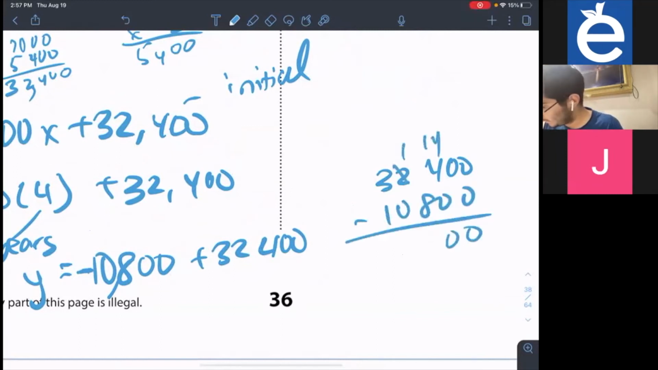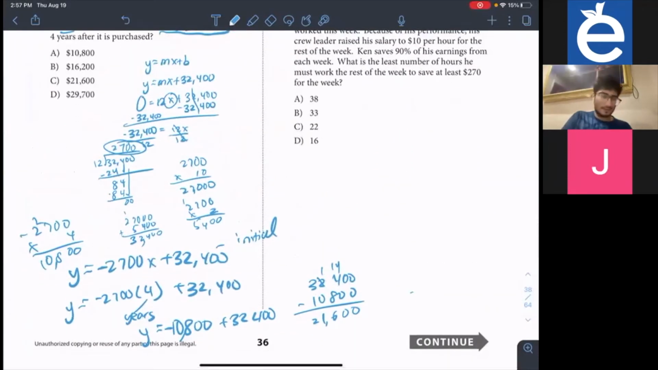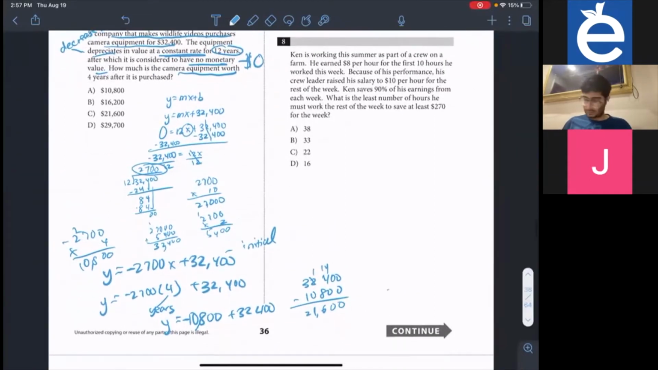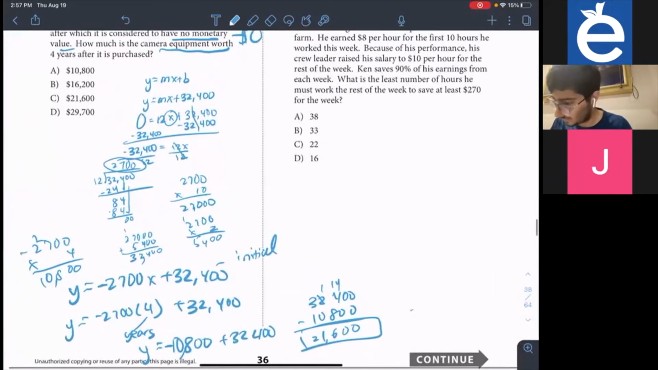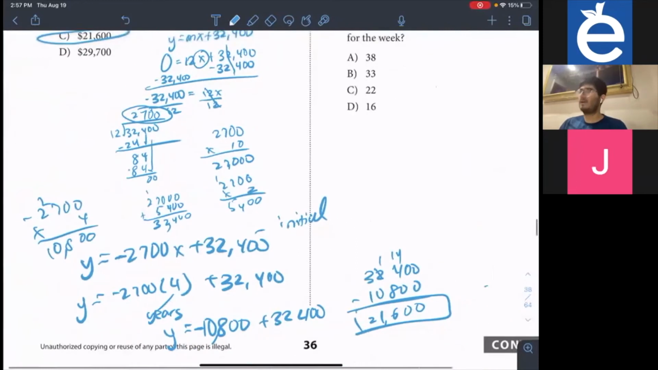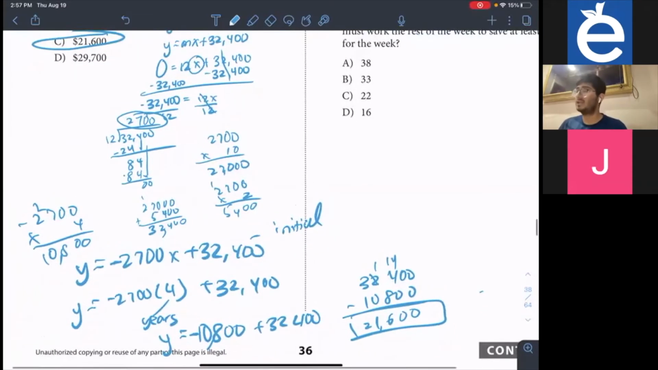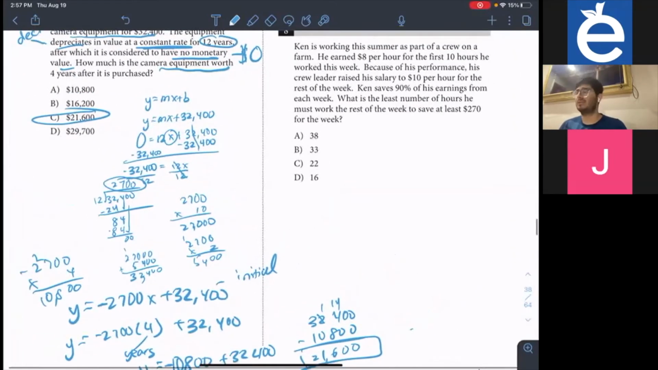That becomes 21,600. And that is our answer, choice C, $21,600. So first we found the slope. Now we found the constant value that it depreciates. After that we use the four years that they gave us to find the monetary value after 4 years, using the initial y-intercept. So that's how I did that. But make sure you're careful with your multiplication and division and adding and subtracting, because a simple mistake can cause you to waste time and also get you the wrong answer.